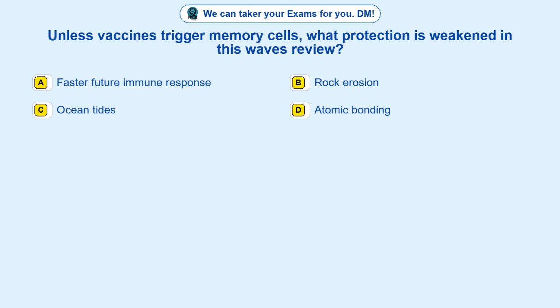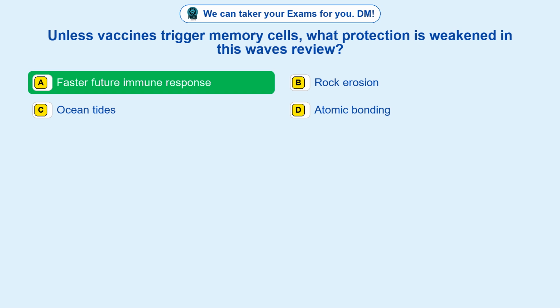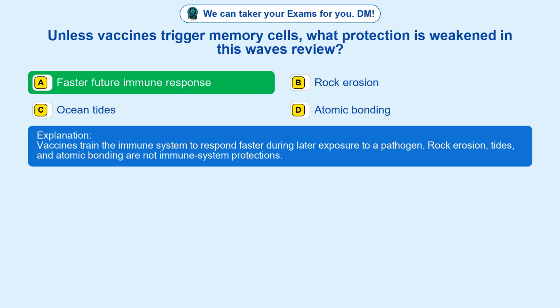Question 22. Unless vaccines trigger memory cells, what protection is weakened in this Waves review? Option A. Faster future immune response. Option B. Rock erosion. Option C. Ocean tides. Option D. Atomic bonding. The correct answer is option A. Faster future immune response. Vaccines train the immune system to respond faster during later exposure to a pathogen. Rock erosion, tides, and atomic bonding are not immune system protections.